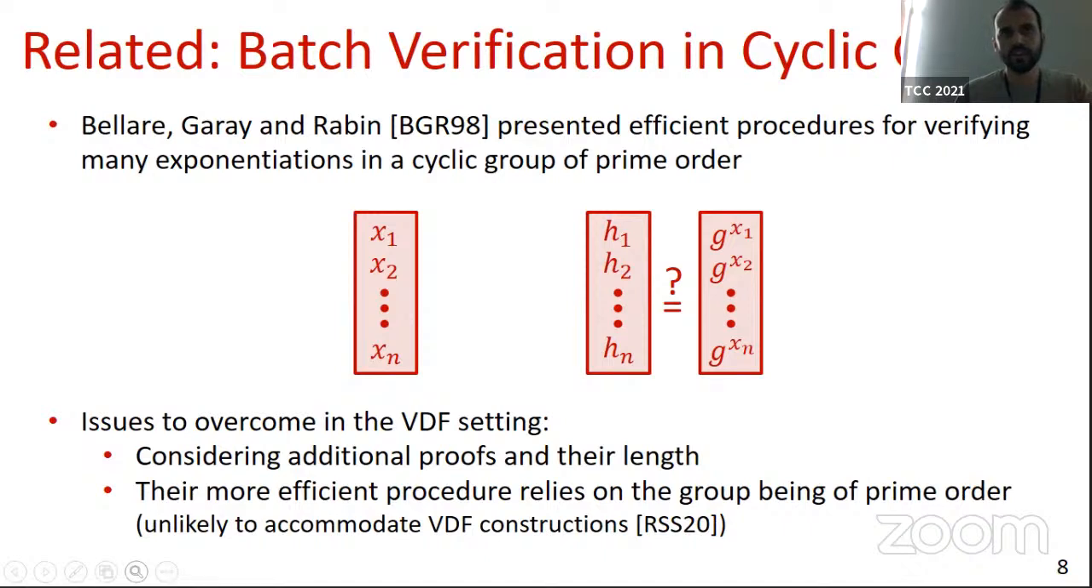The second issue that we need to be minded of is that the more efficient procedure presented by BGR inherently relies on the fact that the group is a group of prime order. And as we mentioned before, the candidates that we currently have for groups in which we know how to construct VDFs are not groups of prime order.